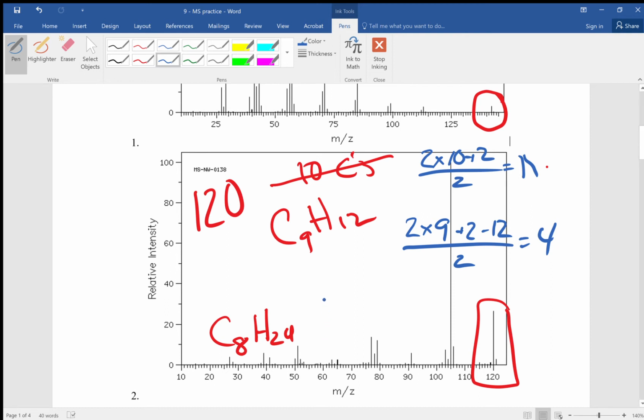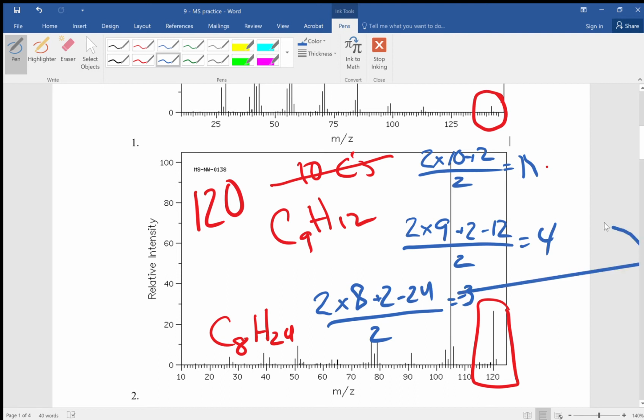But this bottom one, 2 times 8 plus 2 minus 24 divided by 2 is equal to -3. And a negative number of degrees of unsaturation is not possible. So if you ever do something that gives you a negative number of degrees of unsaturation, you know you've done something wrong.